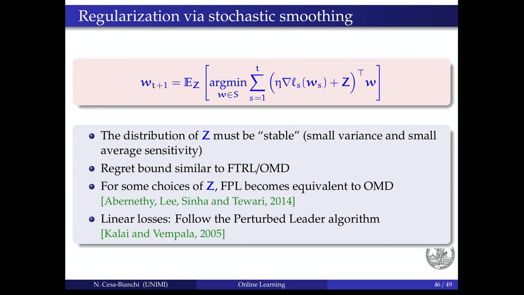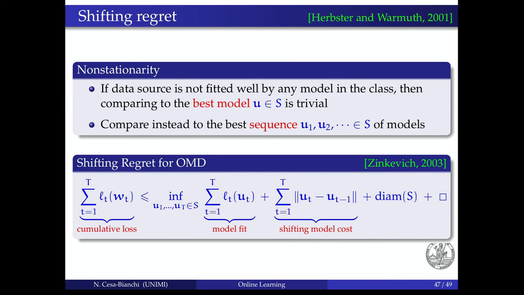What else have I got here? Oh! This is shifting regret. One thing that people always complain about is that, fine, you give me this beautiful online setting in which you don't have any distributional assumption on the sequence of data, on the loss sequence, but then you are competing against the single best guy in your model class. If your data sequence is really non-stationary, there's not going to be any single guy who's going to perform best on that sequence. You may have a sequence of elements from your model class that will fit well your data sequence.